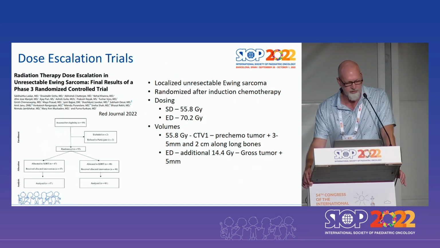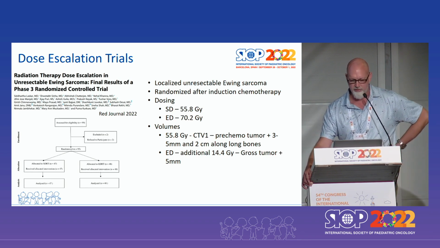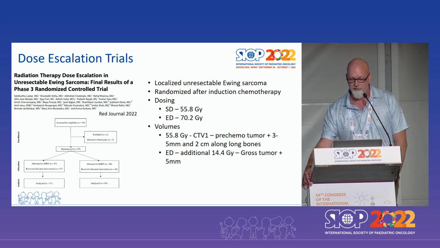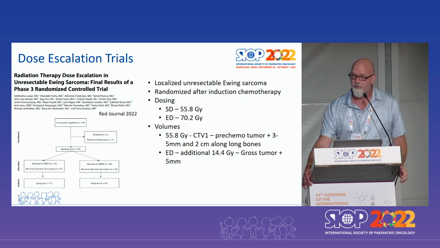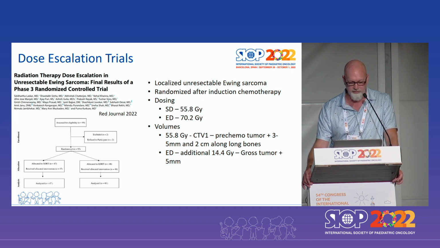Dr. Lasker, who's here with us, published a nice randomized trial just this year in Ewing sarcoma, and we'll talk a little bit about that because I think this really provides the strongest evidence to date that potentially 55.8 gray or 54 gray may not be the ideal dose for all patients with Ewing sarcoma undergoing definitive radiation.